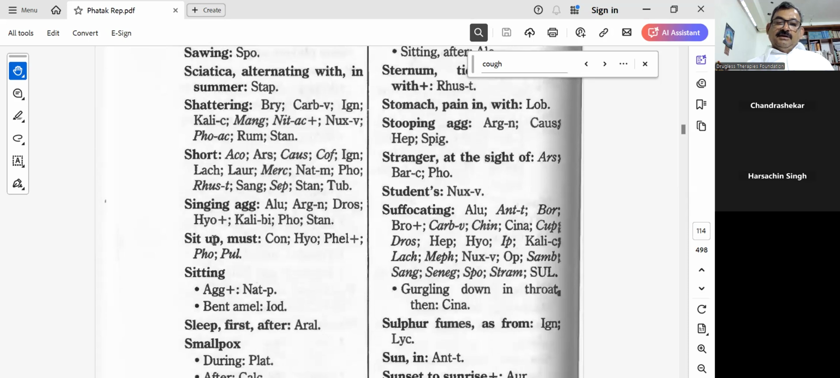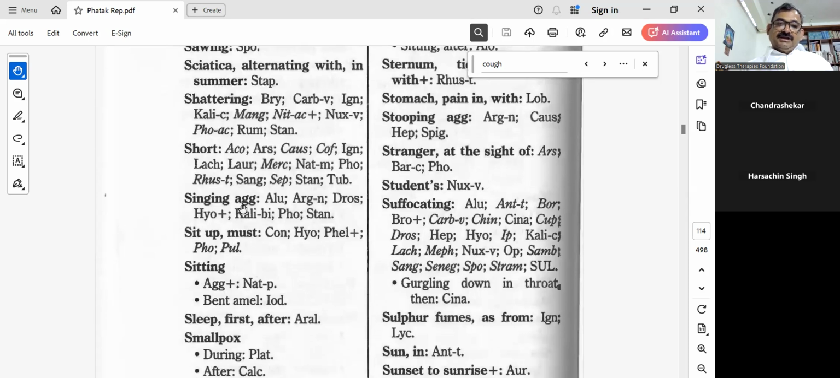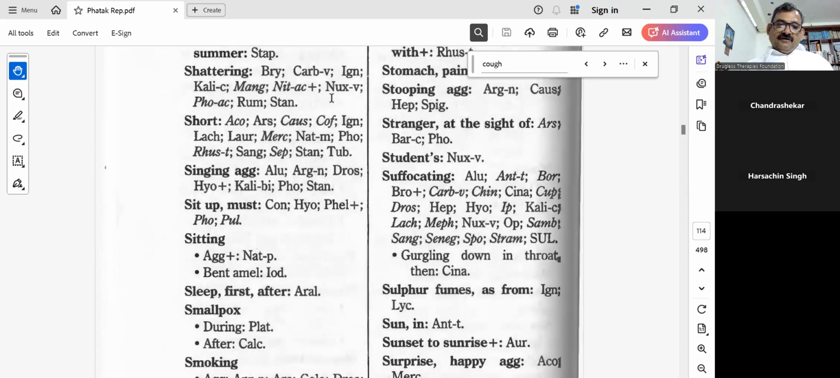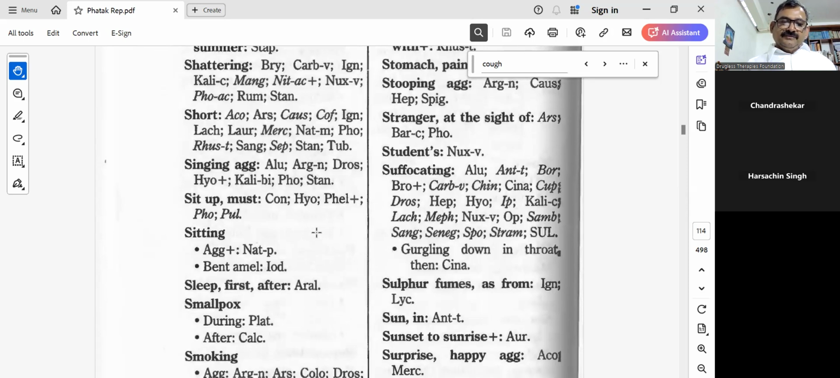Singing aggravation, must sit up. See, like that, must sit up and dry cough. And if they lie down, aggravation, that is also Hyoscyamus. And dry cough, so Hyoscyamus is a remedy. So likewise, it should be given.